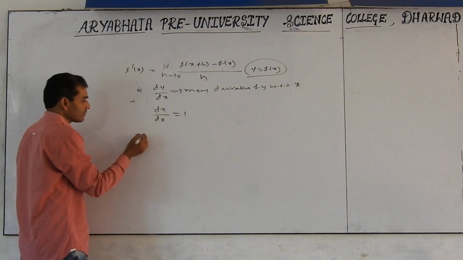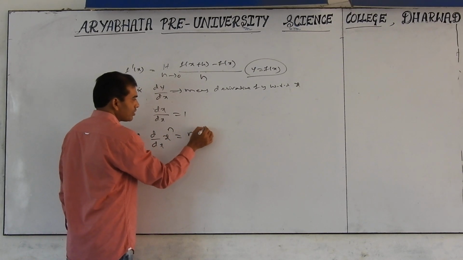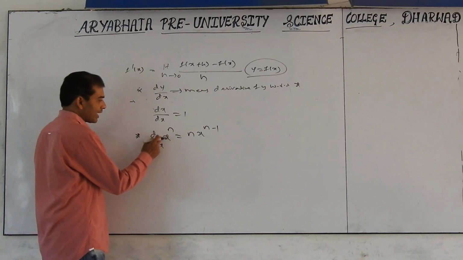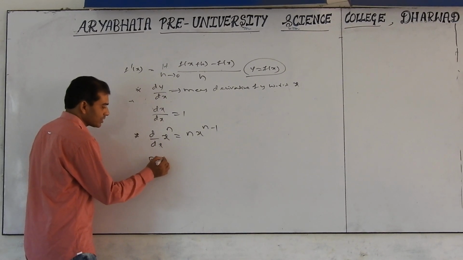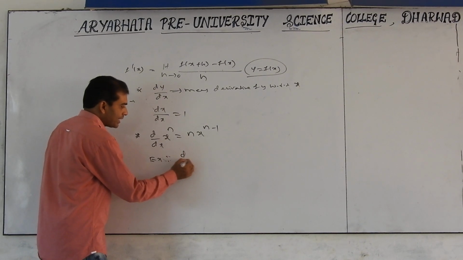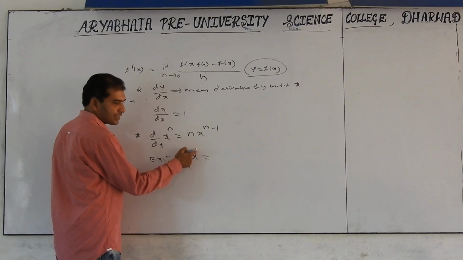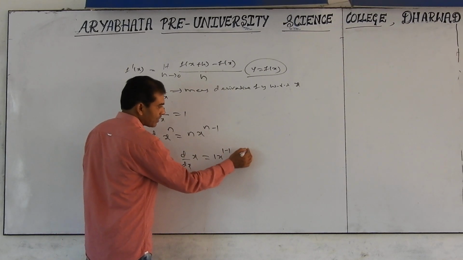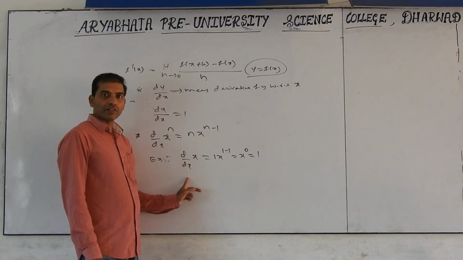Now let's discuss the formulas. First formula, d by dx of x raised to n equal to n into x power n minus 1. Right? Here x is the variable, n is a constant. Okay? Example, by using this formula, d by dx of x. What is the power here? n is 1. Put n is equal to 1: 1 into x power 1 minus 1, x power 0, equal to 1. So the derivative of x with respect to x is 1.